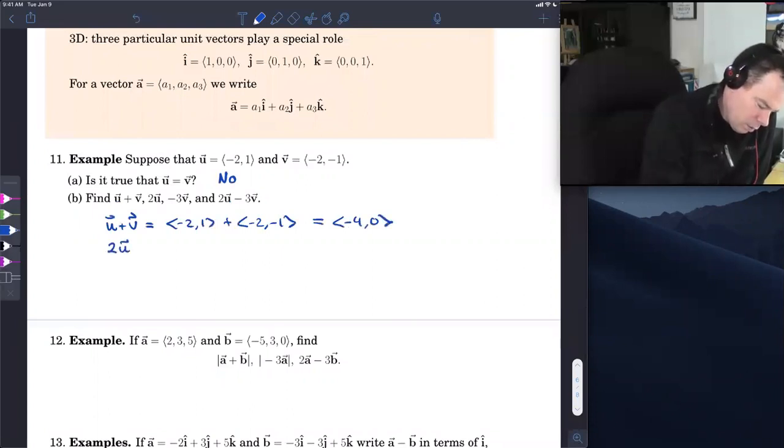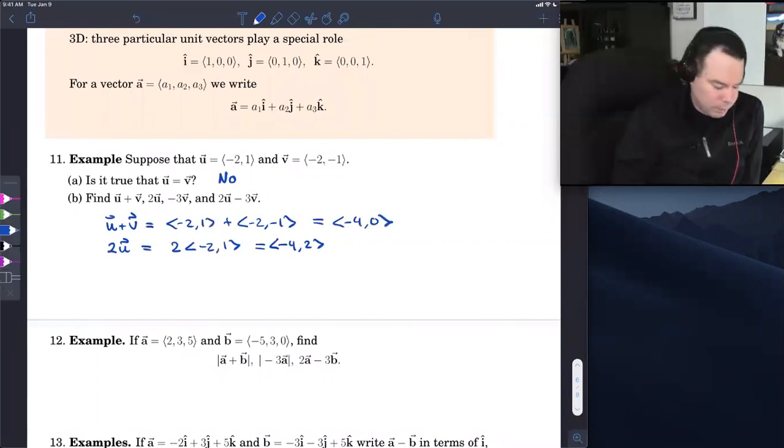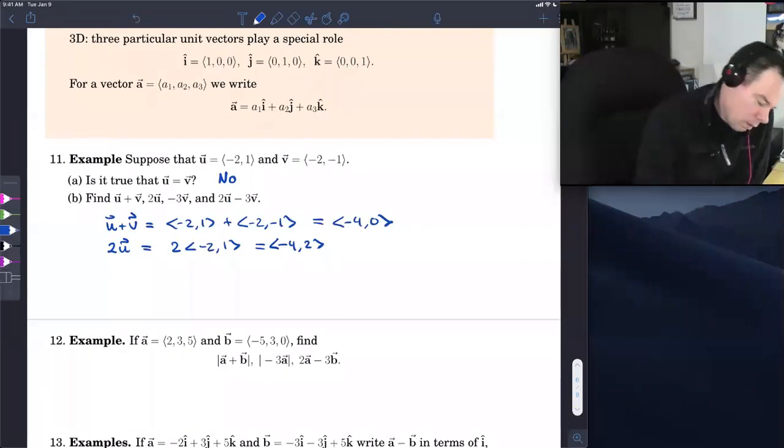What's 2 times u? That's 2 times (-2, 1), which is (-4, 2). Oh, sorry, I missed that. Oh no, there is a comma there. Sorry, it was the next one. Now we're going to do -3v. I'm getting ahead of myself here. -3v, that's -3 times (-2, -1), and that's (6, 3).